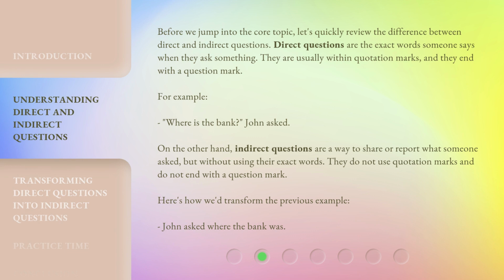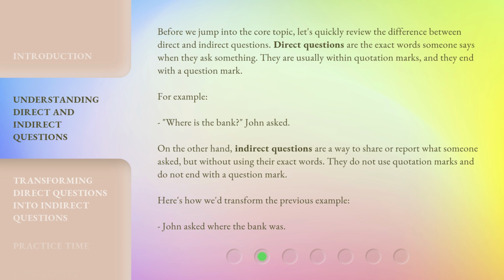Before we jump into the core topic, let's quickly review the difference between direct and indirect questions. Direct questions are the exact words someone says when they ask something. They are usually within quotation marks, and they end with a question mark. For example, "Where is the bank?"